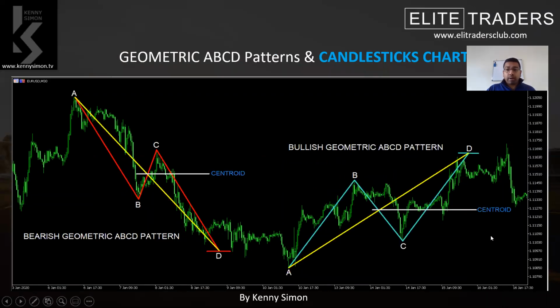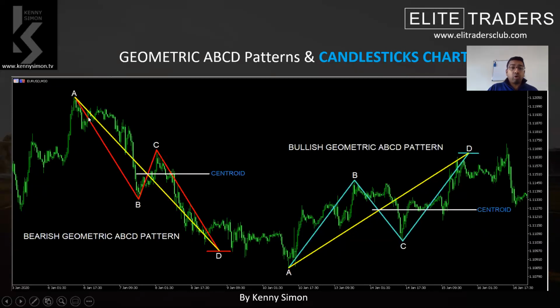Okay, now this is where it matters. This is what a geometric pattern looks like. Here you go. Initially we had just the ABCD pattern. That's just a candlestick ABCD pattern. It's not yet a geometric pattern until you draw a single line from A to D. That's why I've highlighted that A to D line here on the bearish pattern and the A to D line on the bullish pattern. That is the single line that converts a normal ABCD lightning bolt pattern into a geometric pattern, as simple as that.